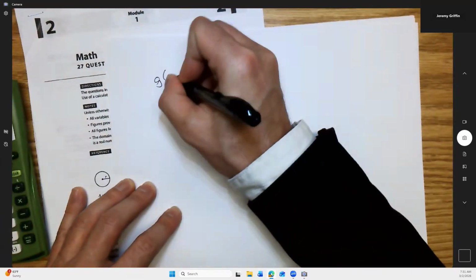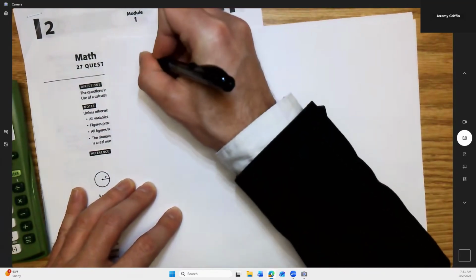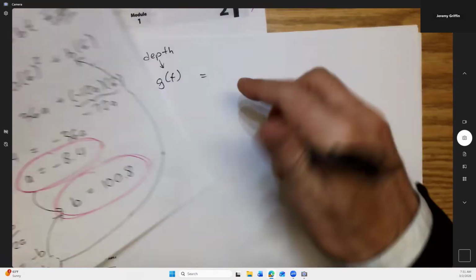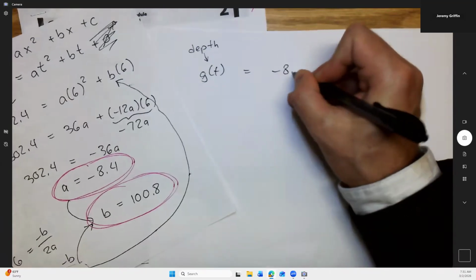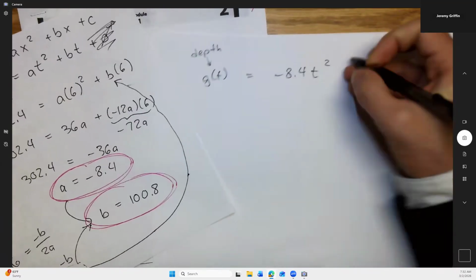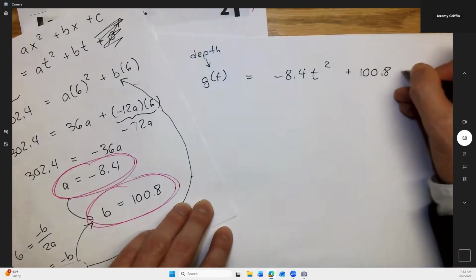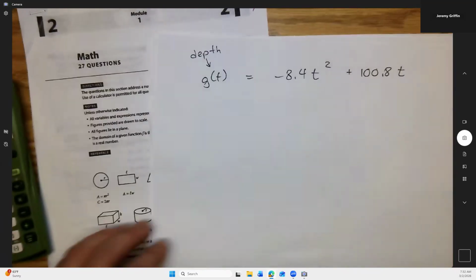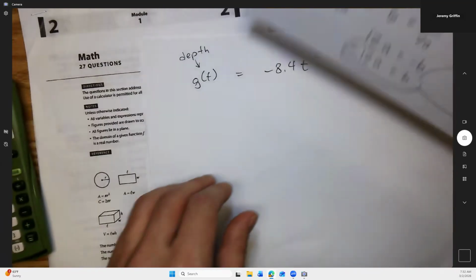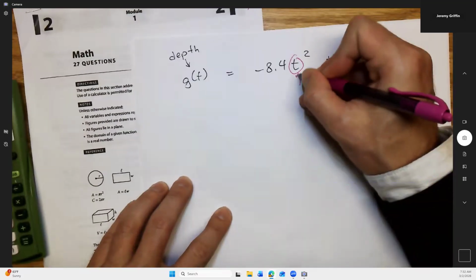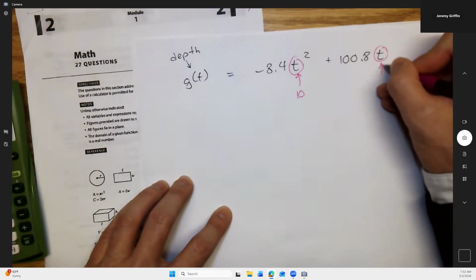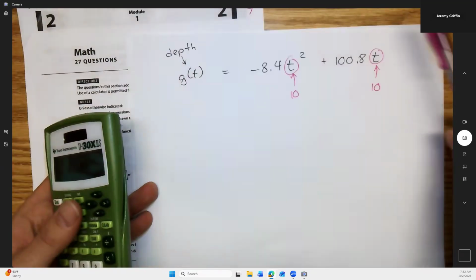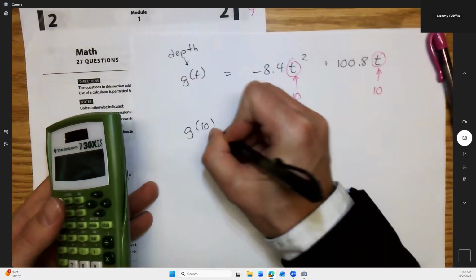So g of t, where g of t represents the depth, equals negative 8.4 t squared plus 100.8 t, and then plus 0, so I'll leave that off. The target question is to plug in 10 minutes for time, so where t goes I'll put 10. All the times have been in minutes so far, so the units are consistent. So what is g of 10? That will be the answer.